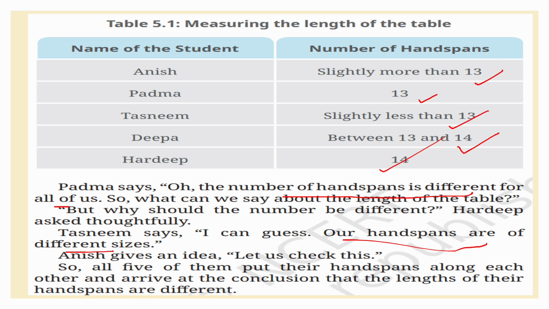Anish gives an idea. Let us check this. So all five of them put their handspans along each other and arrive at the conclusion that the lengths of their handspans are different. That is why it is a non-standard measurement. So handspan is not a good method for measuring length because the size of a person's hand varies from person to person.